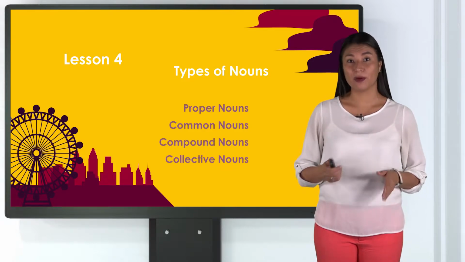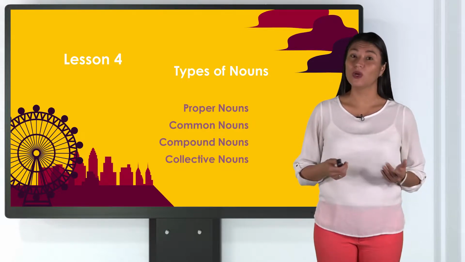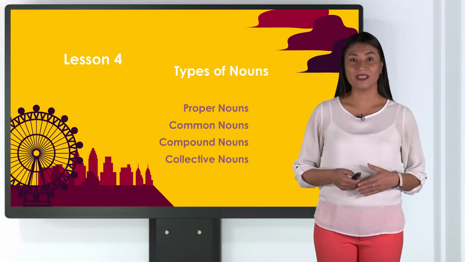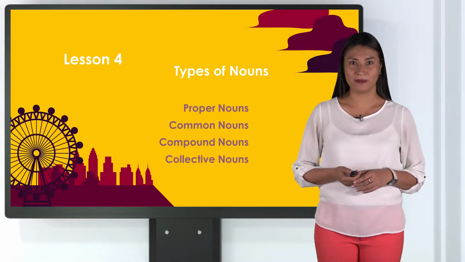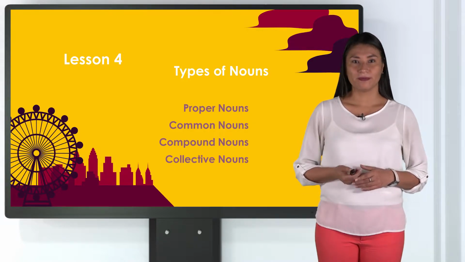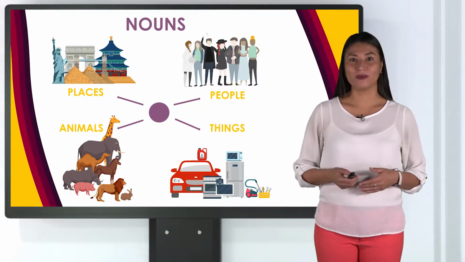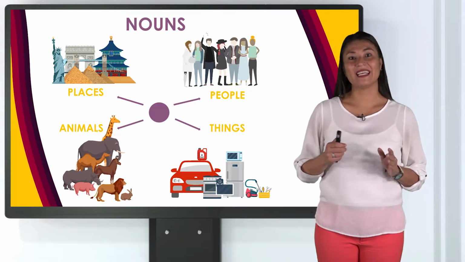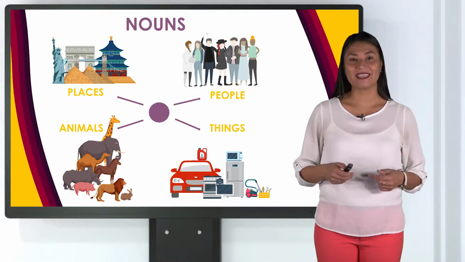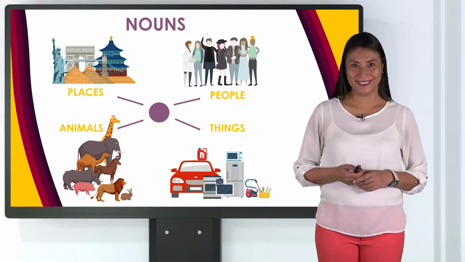Number 1, proper nouns. Number 2, common nouns. Then compound nouns, and finally collective nouns. But first, what are nouns? Nouns are words that name people, places, things, and animals.